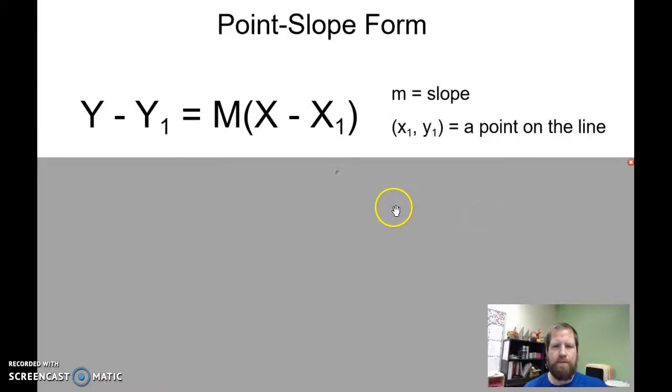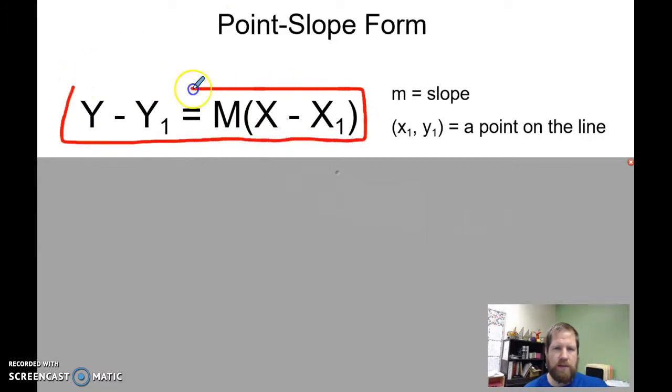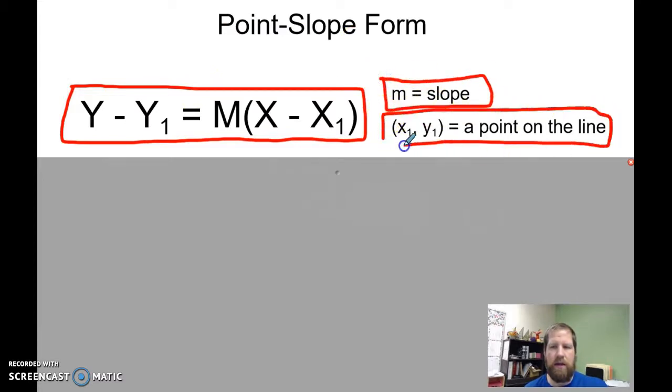Point slope form. So this is another form for our linear equation. This is called point slope form, and the reason it's called point slope form is it contains the slope and it contains any point on the line. Okay, make sure you have this in your notes.